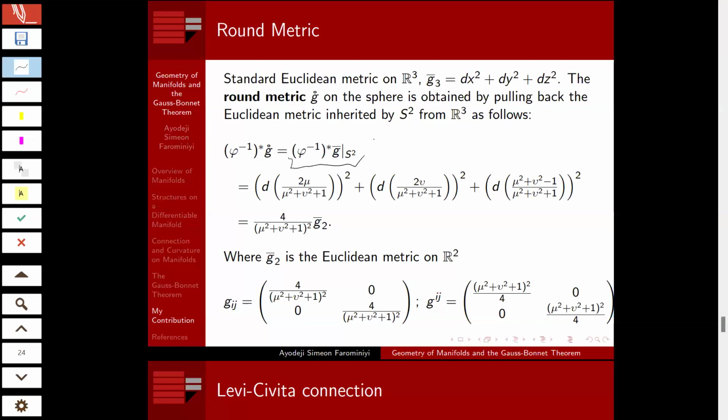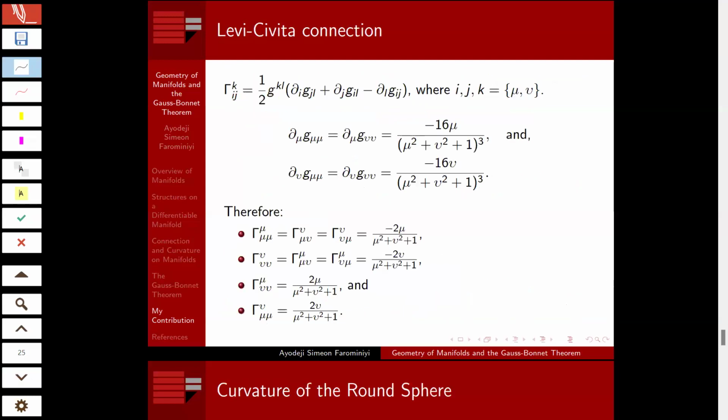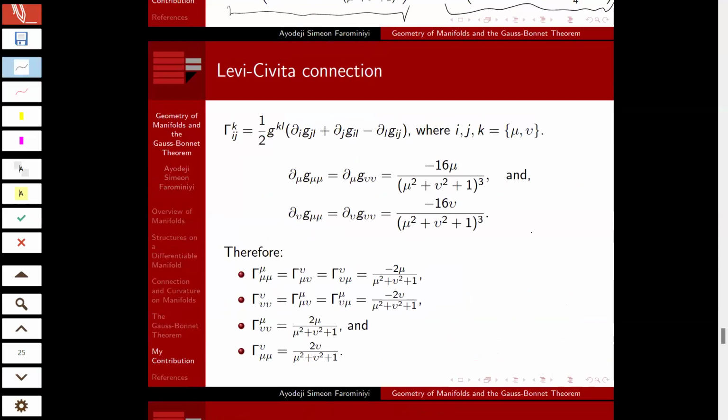In this case, we can see that the representation is a diagonal matrix, which makes things really easy for us, with the inverse G^ij also a diagonal matrix. So after looking at the round metric, we can now talk about the Levi-Civita connection.